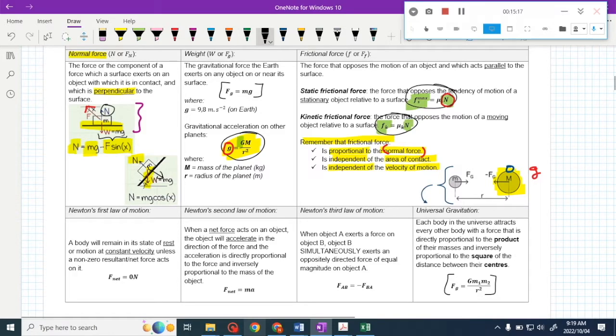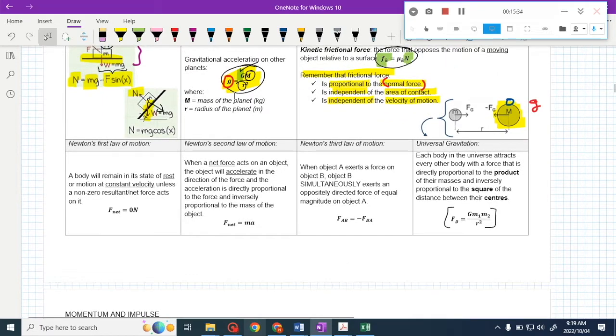But if we're trying to find the gravitational acceleration of Mars, we're going to take G, which is a constant, the mass of Mars, the radius of Mars, and that is going to give us the gravitational acceleration on that planet. Are we happy? Okay.